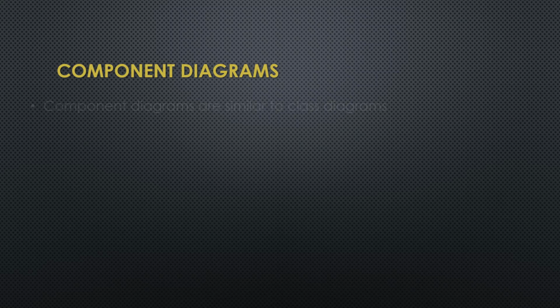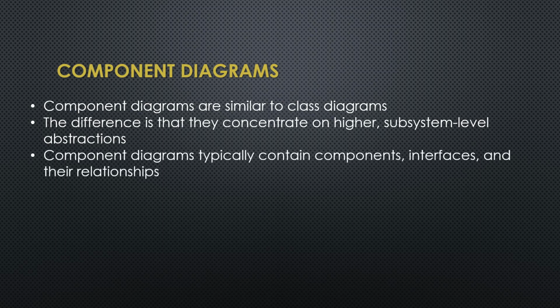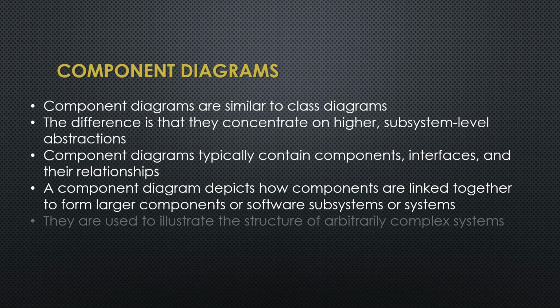Component diagrams. Component diagrams are similar to class diagrams. The difference is that they concentrate on higher subsystem level abstractions. Component diagrams typically contain components, interfaces, and their relationships. A component diagram depicts how many components are linked together to form larger components or software subsystems or systems. They are used to illustrate the structure of arbitrary complex systems.